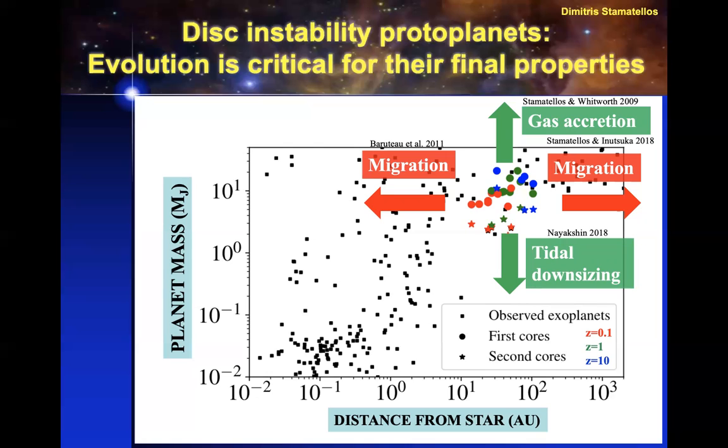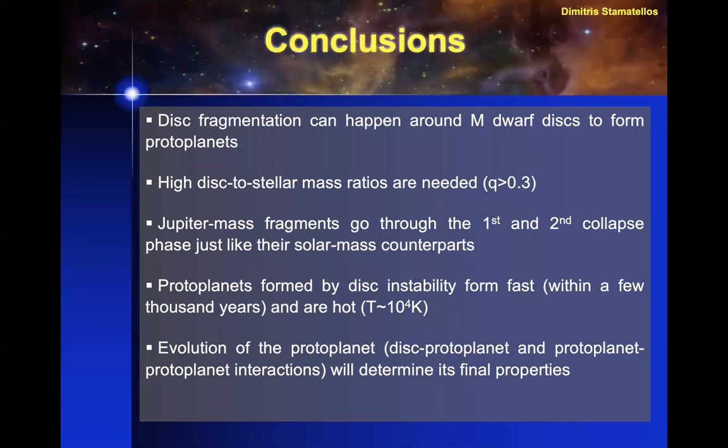At the moment, we're working more on the evolution of these fragments, trying to understand what their final properties will be. So to sum up, this fragmentation can happen around M-dwarf disks to form protoplanets, but really high disk to stellar mass ratios are needed, at least about 30%. But observations of very massive planets around M-dwarfs show that these high disk to stellar mass ratios may be attainable at the early phase of the disk.